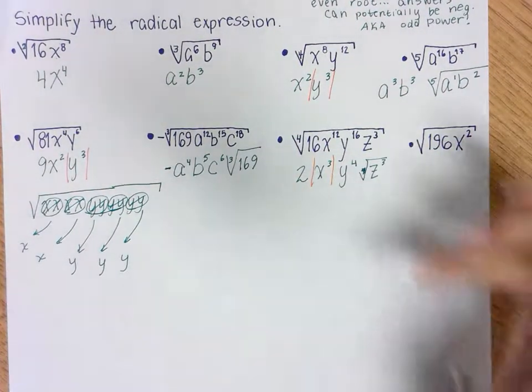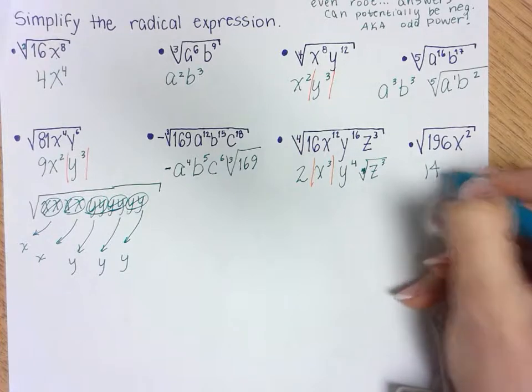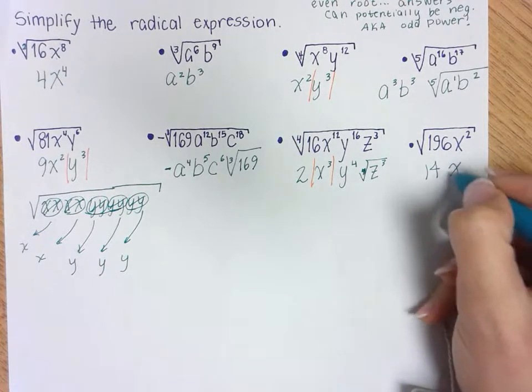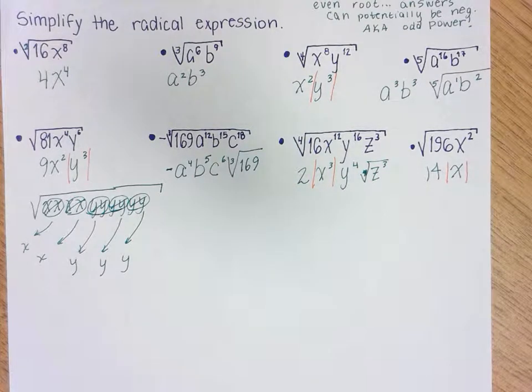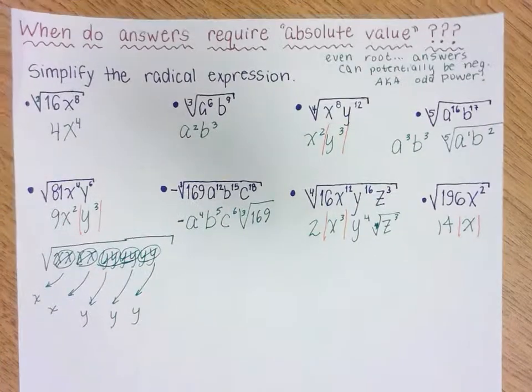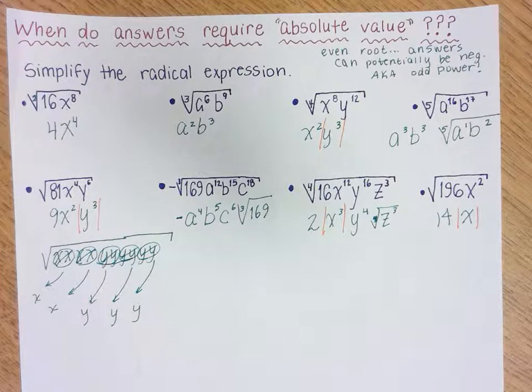Square root of 196 is 14. And square root of x squared is x. Square root, even root, absolute value bars are necessary. All right, so those were a bunch of examples for us right over there.